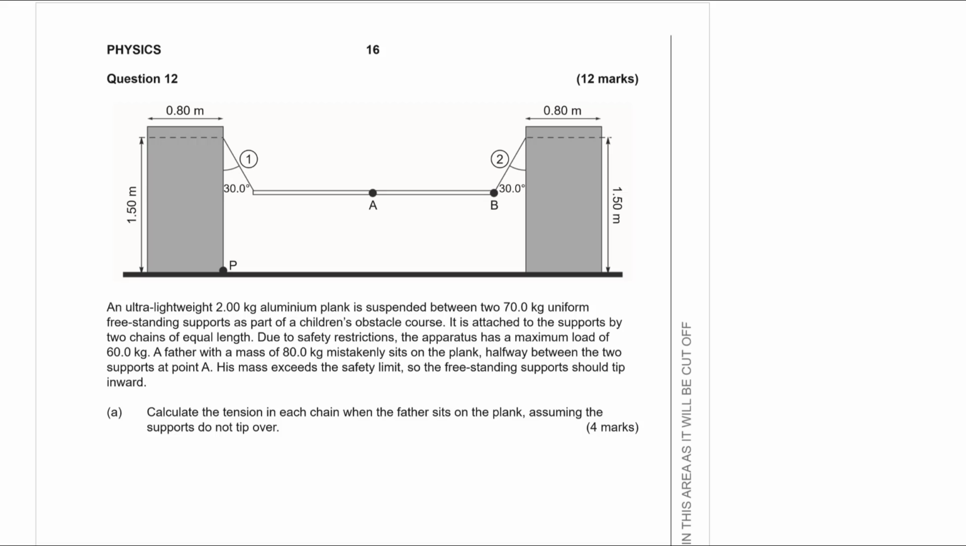And then the first part of the question, they're saying if we have a person who's sitting at point A, it gives you the information and it's asking what will the tension in each chain be. And that is a pretty easy one to start with. So what I'm going to do is start by putting in a free body diagram.